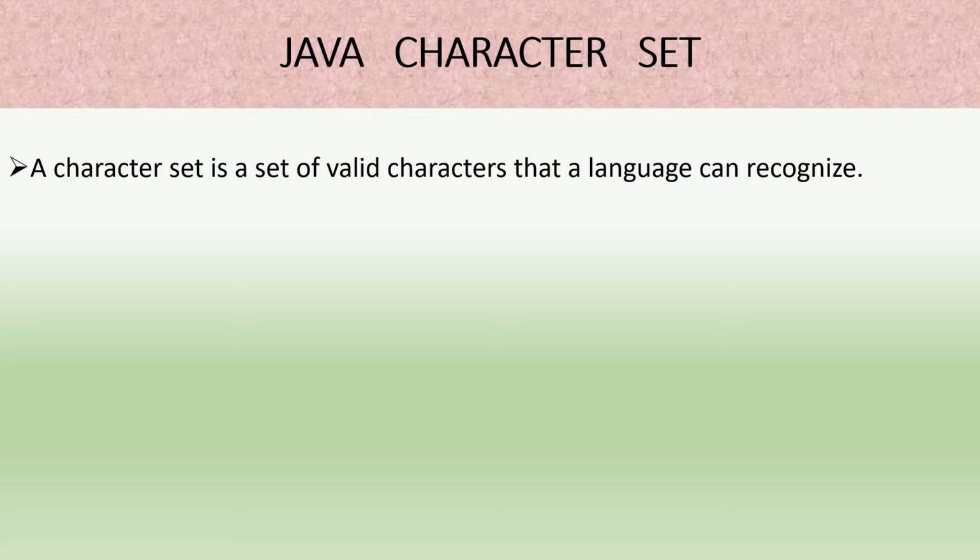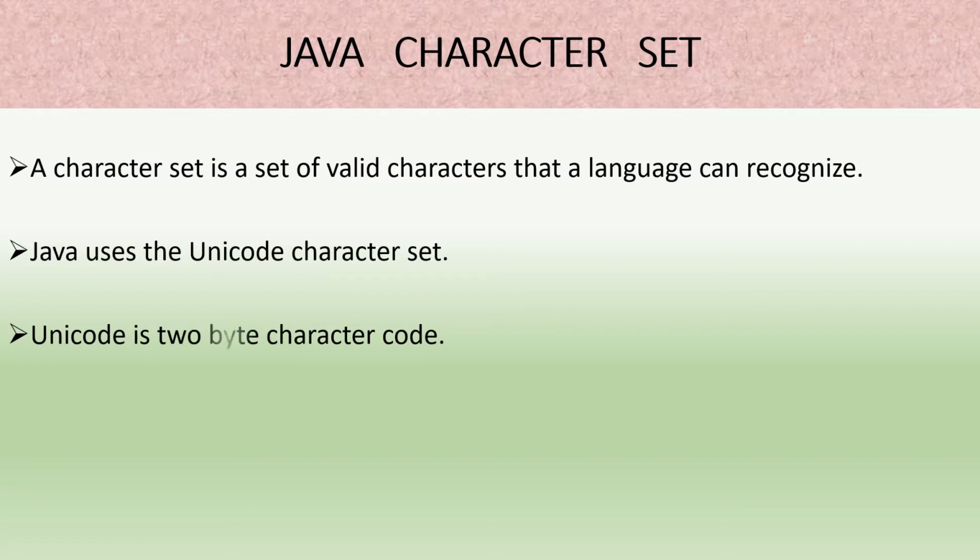Similarly, when we are talking about Java as a language, Java should also have a particular character set which Java could recognize. So Java uses the Unicode character set. That means the character set of Java is Unicode, which is a 2-byte character code, and this 2-byte character code set has characters representing almost all characters which are used in human alphabets and for writing English, Arabic, Chinese and many more languages.